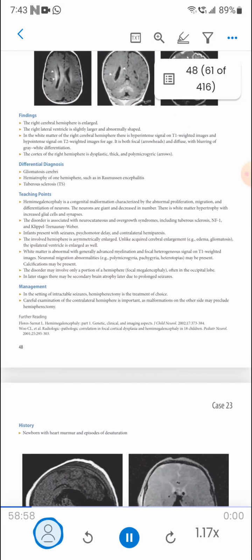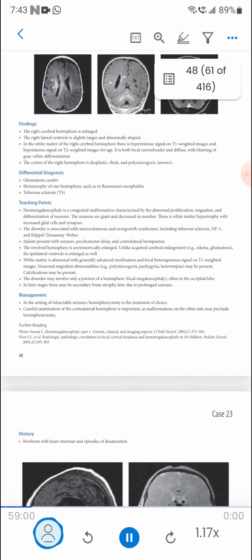Differential diagnosis. Gliomatosis cerebri. Hemiatrophy of one hemisphere, such as in Rasmussen encephalitis. Tuberous sclerosis, TS.